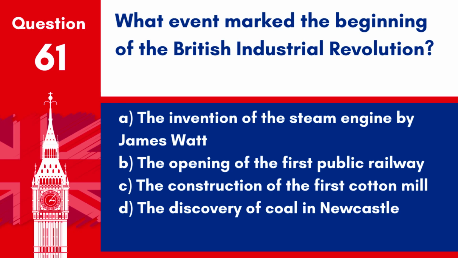Question 61. What event marked the beginning of the British Industrial Revolution? A. The invention of the steam engine by James Watt. B. The opening of the first public railway. C. The construction of the first cotton mill. D. The discovery of coal in Newcastle. Answer. A. The invention of the steam engine by James Watt. This innovation greatly enhanced productivity and marked the onset of the Industrial Revolution.